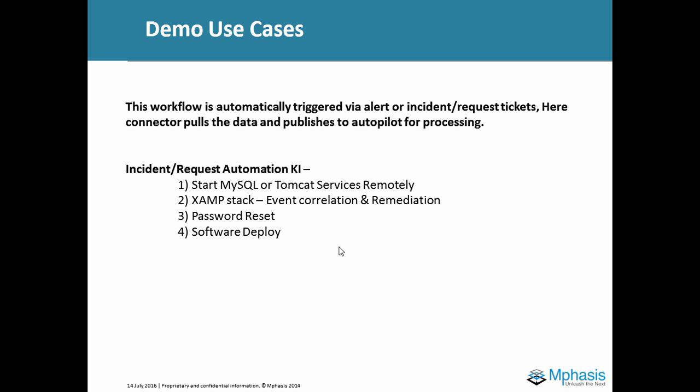The second one would be for event correlation. Here we will see multiple events being generated, but Autopilot is only interested in consuming the root cause event, right? So we will see a scenario where there is a correlation between two infrastructure elements, but the root cause element is the one we are interested in. We will extract the root cause event and see how it remediates.